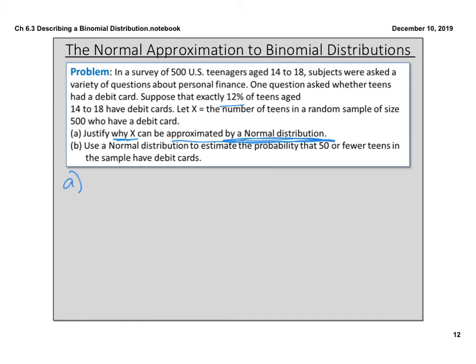So in part A, if I know that n times p is greater than or equal to 10 and n times 1 minus p is also greater than or equal to 10, then I can say that it is normal. So in this case, I have 500 times 0.12, and we're checking, is it greater than or equal to 10? That's our question. So when I type that into my calculator, 500 times 0.12 was 60. 60 is greater than or equal to 10.